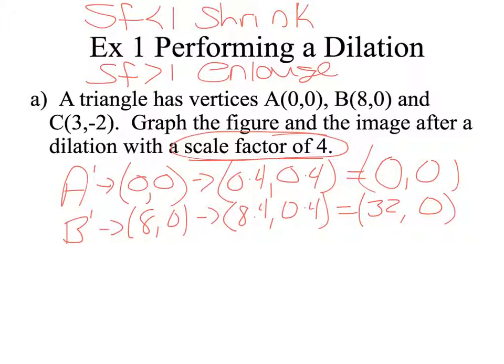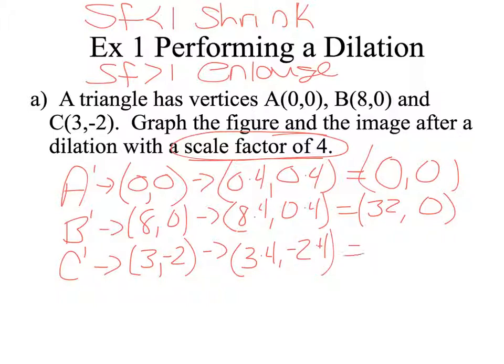And you can see how that coordinate of 8 grew or enlarged and is now 4 times its size at the point 32, 0. C prime is at 3, negative 2. Again, we're enlarging. So 3 times 4 and negative 2 times 4. And this new point is going to be at 12, negative 8.